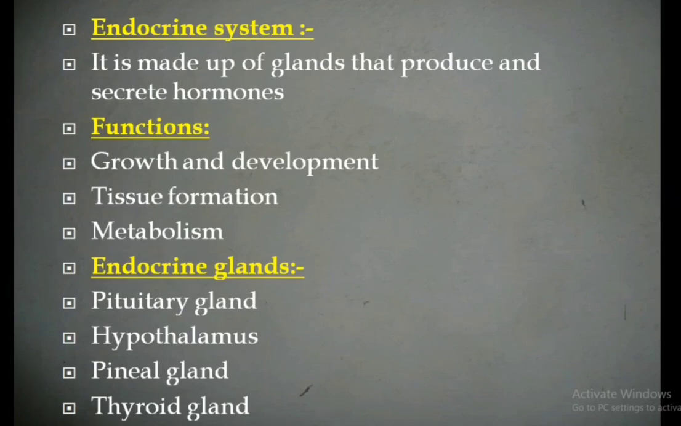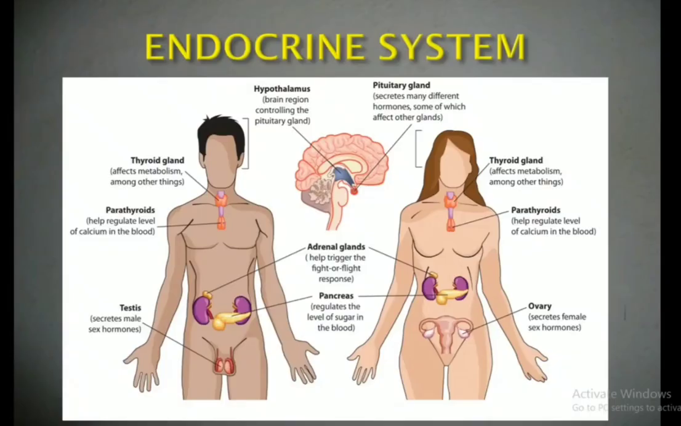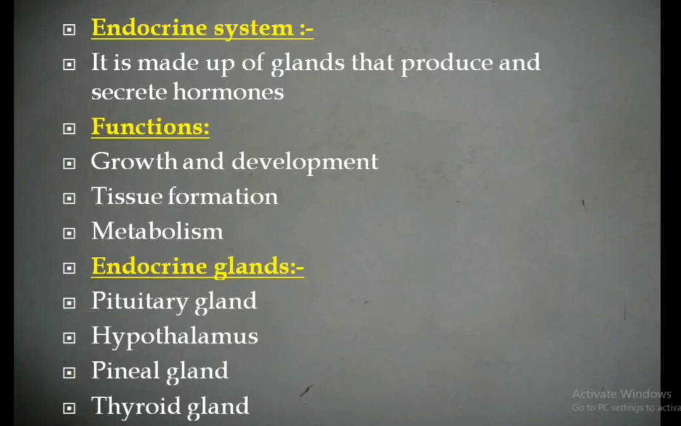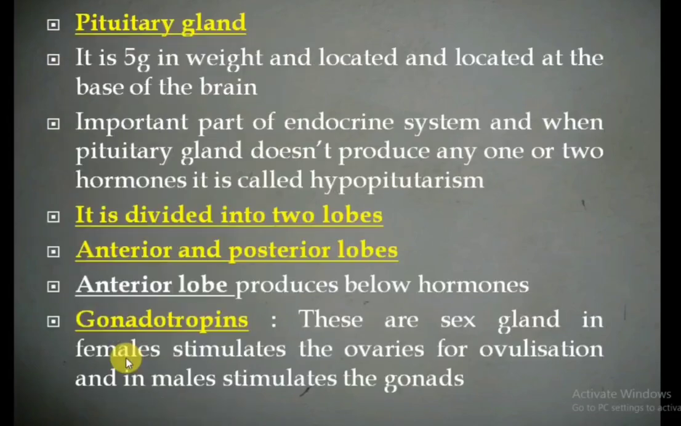So this endocrine system has several glands, as I have discussed. So we will see what the glands are, where they are located, and what the function of each gland is. So first is pituitary gland. Here you can see thyroid gland, parathyroid gland, testes, ovaries, adrenal glands, pancreas. So these are the glands. So we will see each and everything. Here is the list of the endocrine glands. So first we will see about the pituitary gland.